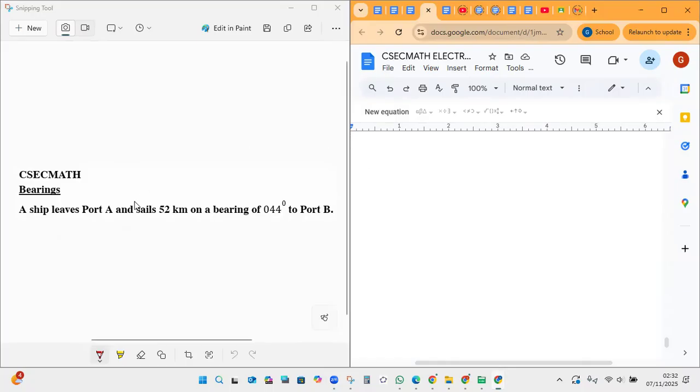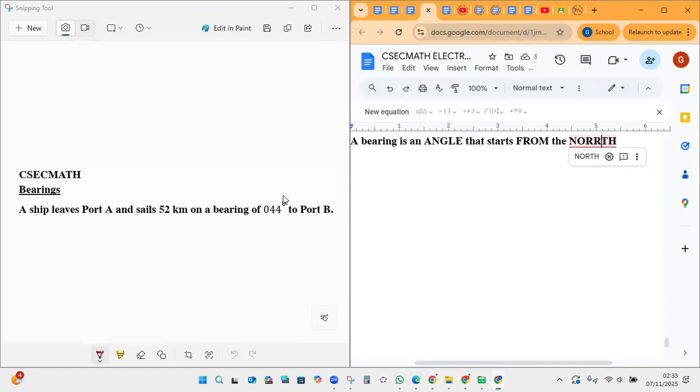So to translate that sentence to a diagram, you must take into consideration that a bearing is an angle that starts from the north line in a clockwise direction. As you can see, I'm putting those 6 words in uppercase.